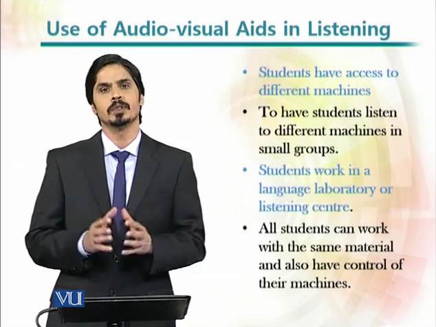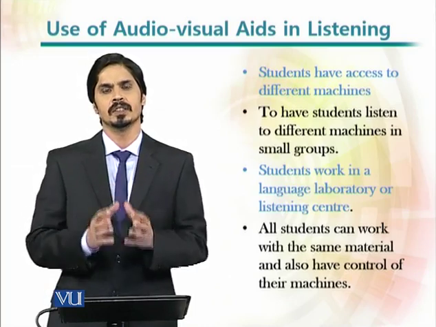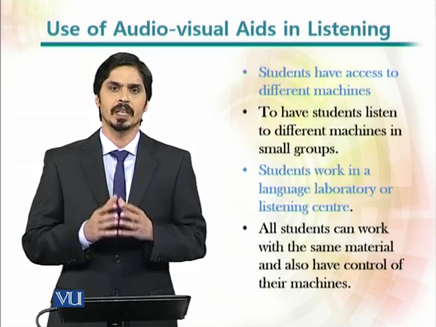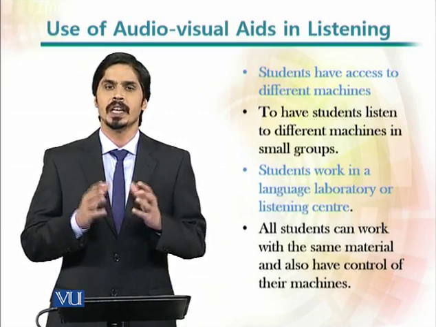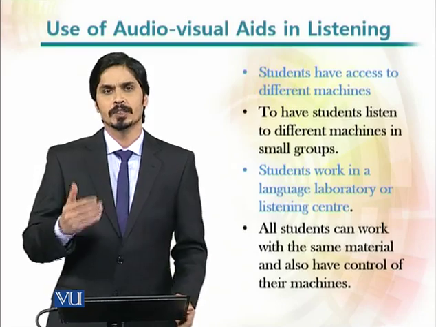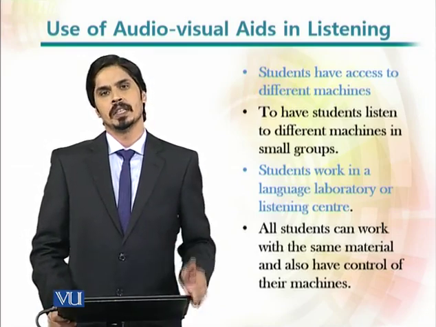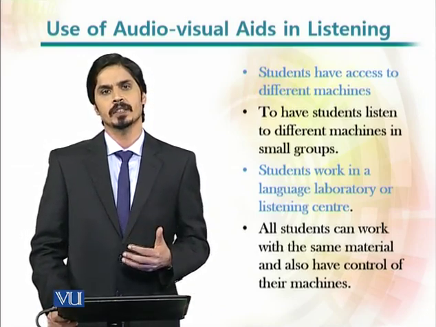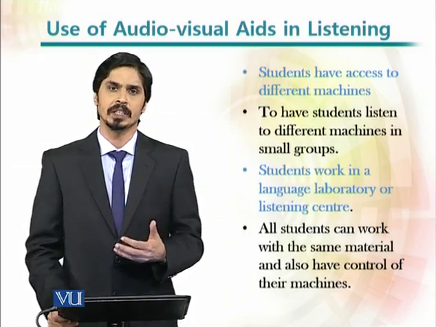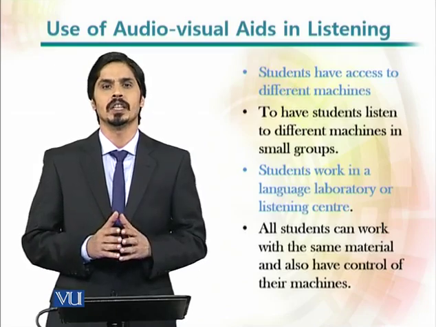Students may have access to different machines in small groups. Instead of making the entire class listen to a certain material where the speed issue would be greater, students of similar abilities might be asked to sit around a certain machine and listen to a certain listening material. A further development of the same strategy could be that students are made to sit in a language laboratory where they have access to their individual machines, and they might listen to the same material for teaching, but they would have access to their separate machines and they could run it according to their will.